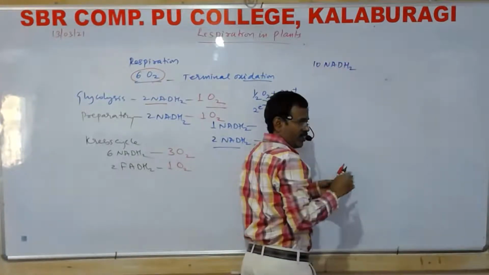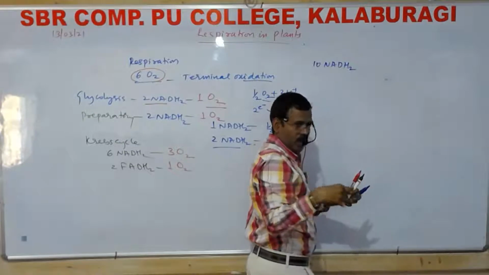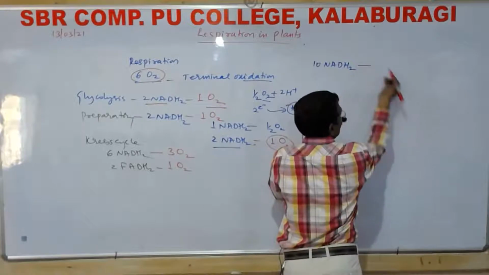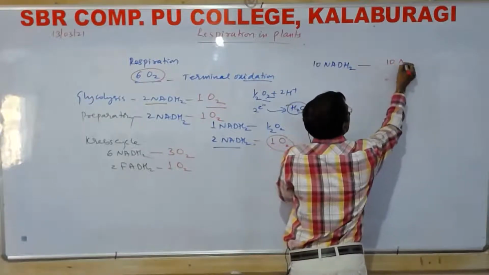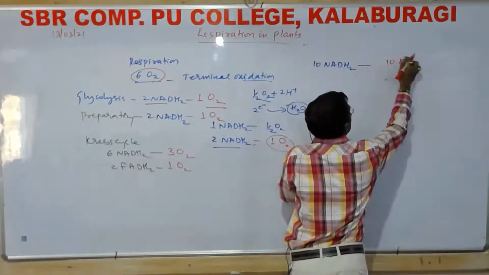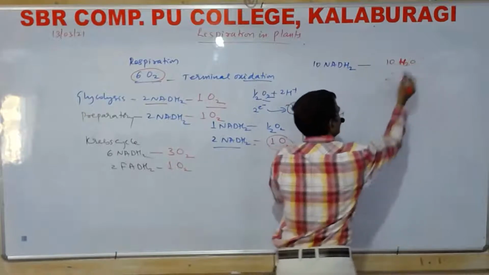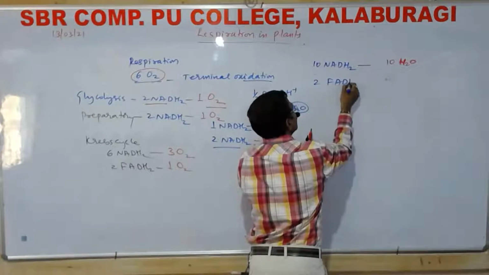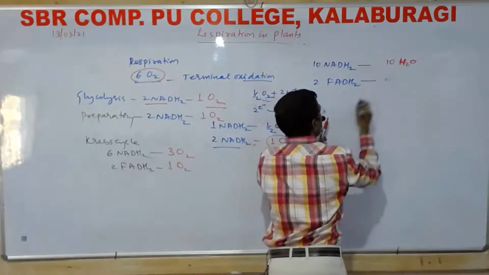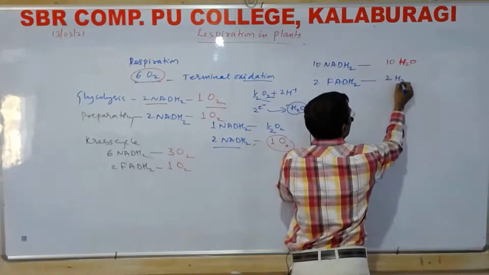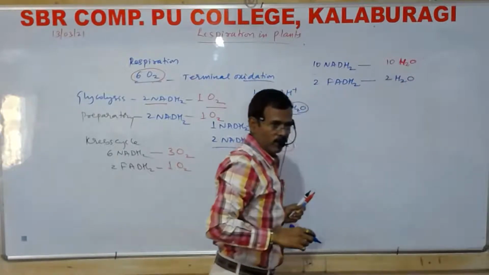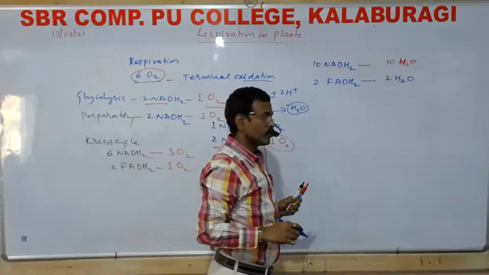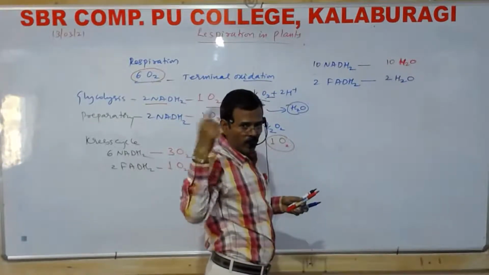Total how many? 10 NADH2. Okay. So these 10 NADH2, when they are subjected to oxidation after terminal oxidation, how many water molecules can they form? 10 water molecules. Right? How many FADH2 are there? 2 FADH2. So after their terminal oxidation, how many water molecules can they form? 2 water molecules. Right?